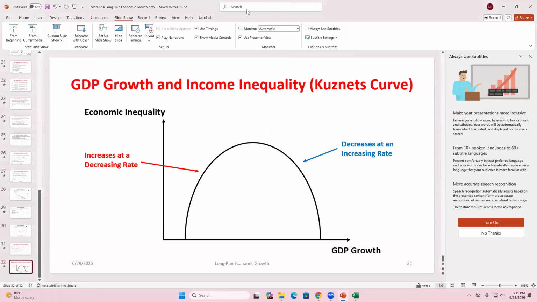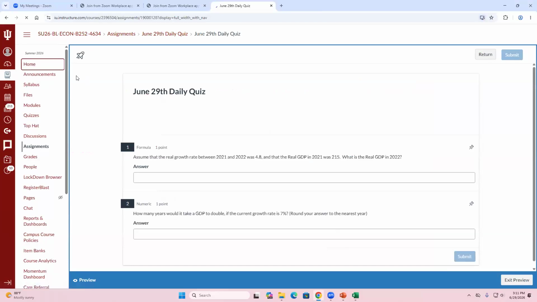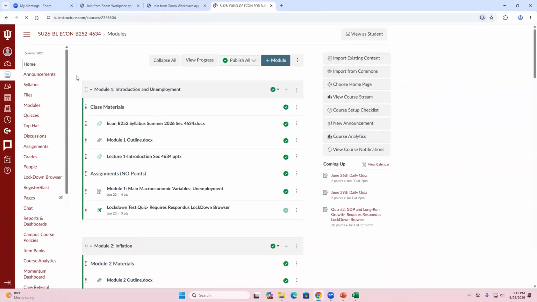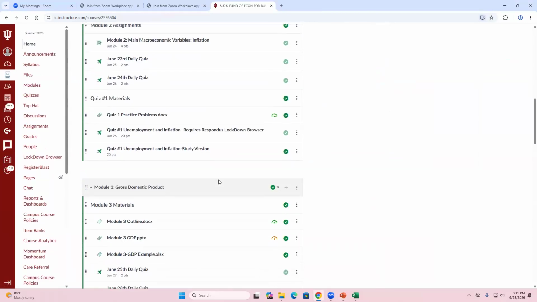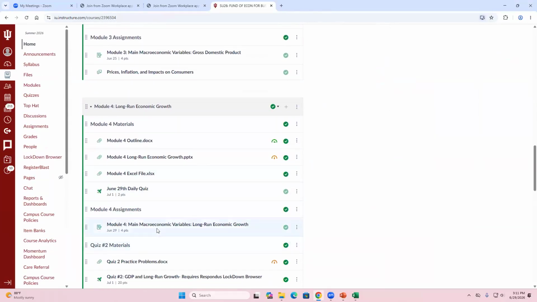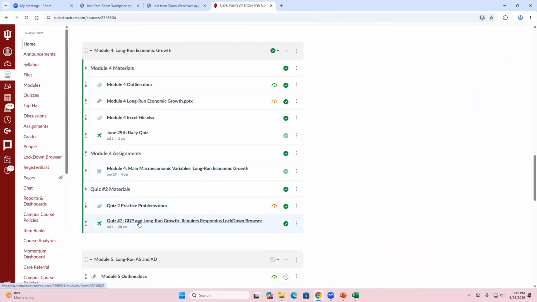So that should cover it for Module 4 material. One thing I want to mention before I let you get going, I realize we're right at the end of class here, but we now have everything we need to go through that second quiz. So I put up those practice problems. The second quiz will cover Module 3 and Module 4.